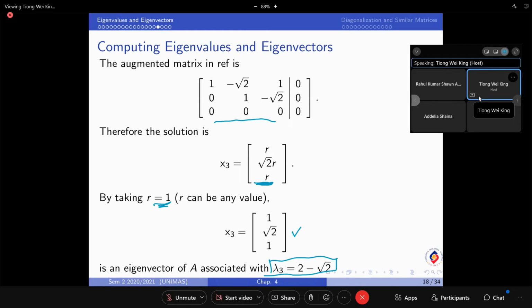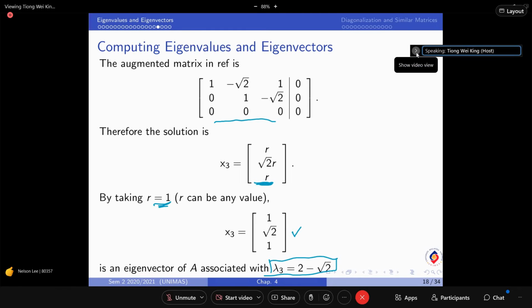Any question so far? Molly? It's just calculation only. The process is the same. As long as you remember the steps, there are 2 steps, it is quite easy. Unless you don't know how to do the Gaussian elimination, the Gauss-Jordan. If you master that, this is a piece of cake for you.